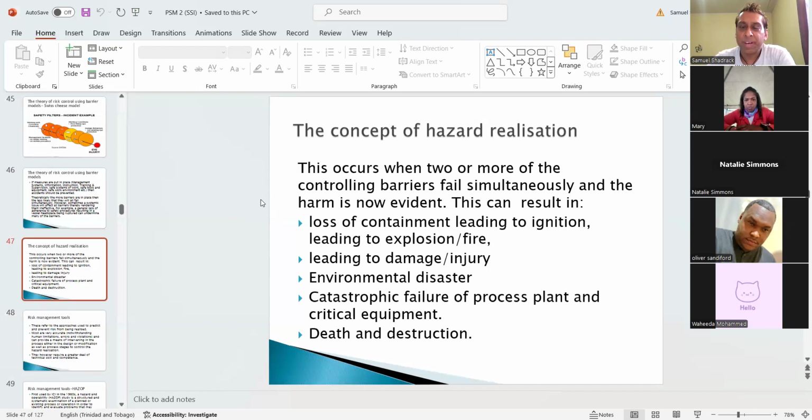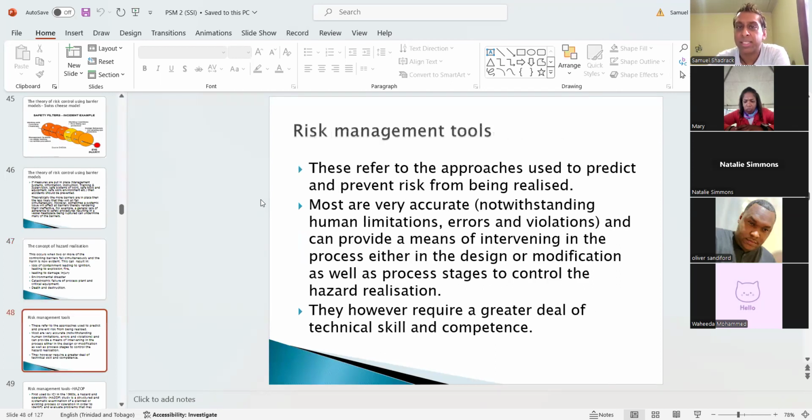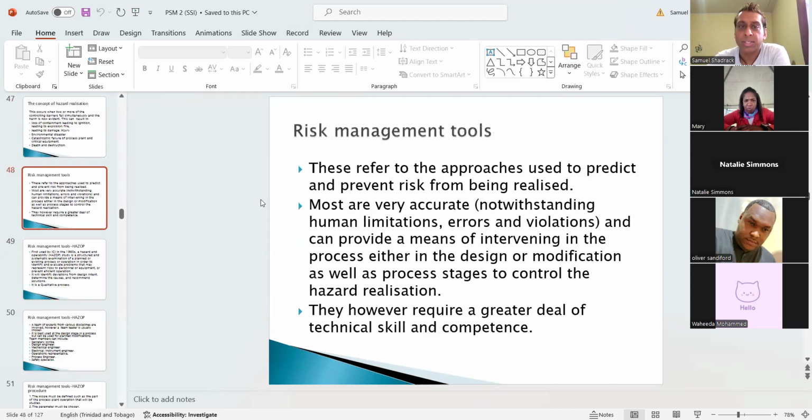So the concept of hazard realization occurs when two or more of the controlling barriers fail simultaneously and the harm is now evident. This can result in a loss of containment, leading to ignition, leading to fires, explosion, everything that is bad, right? So we can leave that one there, right? So that's this one here.